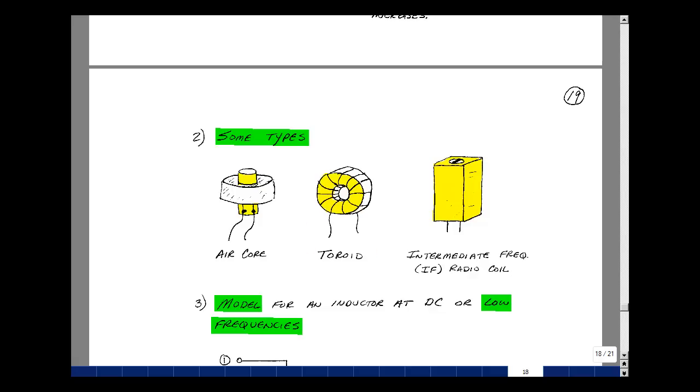Lastly, here's an example of what's called an IF, or intermediate frequency radio coil. And what's inside here are actually two inductors. And we'll talk about the magnetic coupling between these in ECE202.